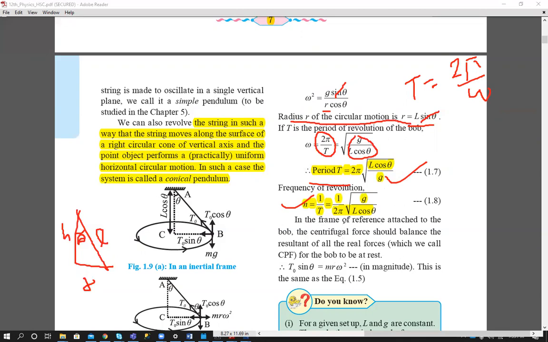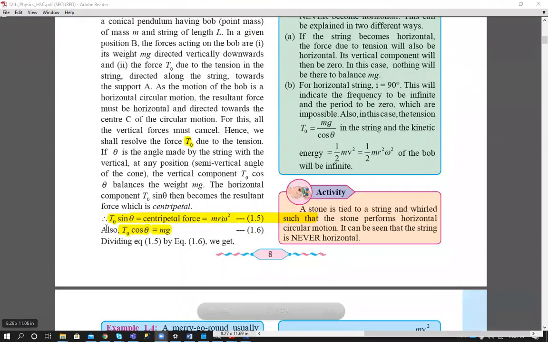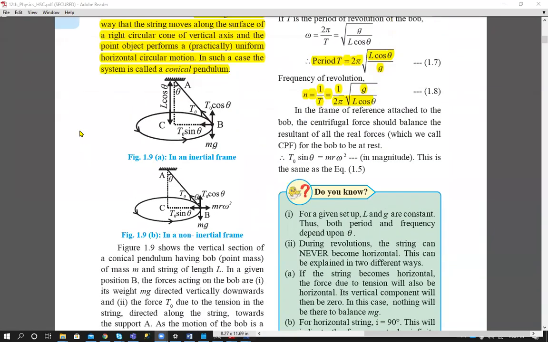Okay, and remember all these two conditions also. Okay, and you just remember all this is also from this diagram.